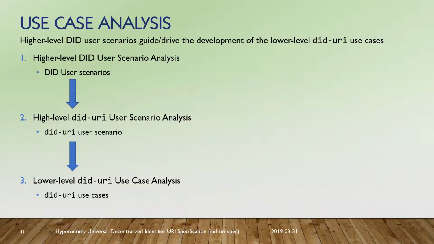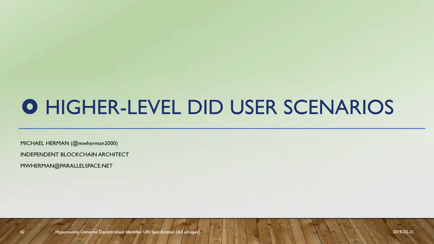And once we have those high-level patterns, then we can generate the lower-level DID URL use cases. So we go from higher-level DID user scenarios to high-level DID URL user scenarios. And then it's from there that we get the DID URL use cases. It's not until we get these DID URL use cases that we're able to really understand what the grammar is, the requirements against the grammar. And this is where the development of the grammar starts, although again, it's an iterative process. So let's look at each of those 3 steps in turn.